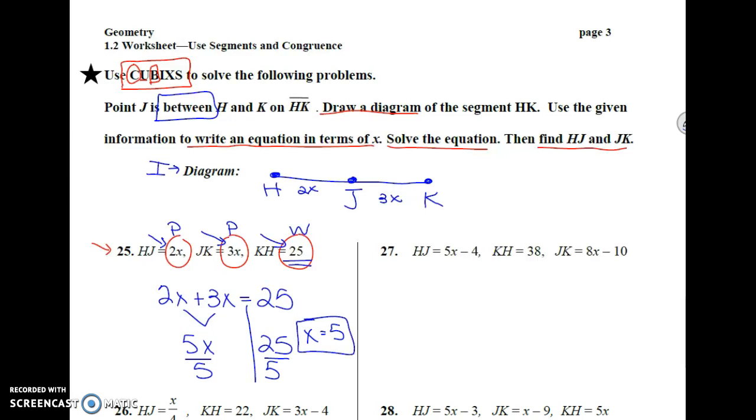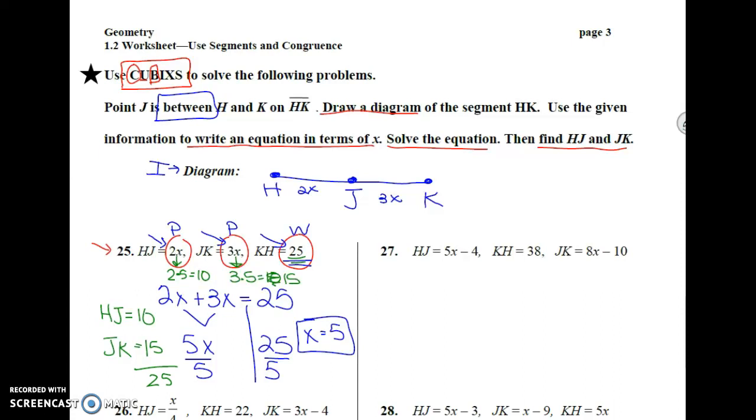And then they ask us to find the two parts. So we're going to go up here, and 2 times 5 is equal to 10. And right here, 3 times 5 is equal to 15. HJ equals 10. Sorry, that's not 10, that was 15. And JK is equal to 15. Add those guys up, and notice there's our answer, 25.